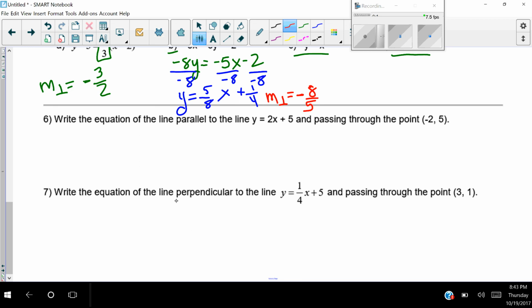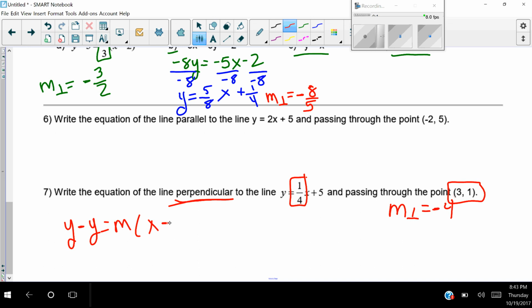Write the equation of the line perpendicular to this line passing through this point. In order to make the equation of a line, we need the slope. Perpendicular to 1/4, it was positive, so now it's going to be negative. It was 1/4, now it's going to be 4/1, right? 4/1 is just 4, and then we can use this point. So we're going to use our equation of a line, y minus y1 is equal to our slope times x minus x1.